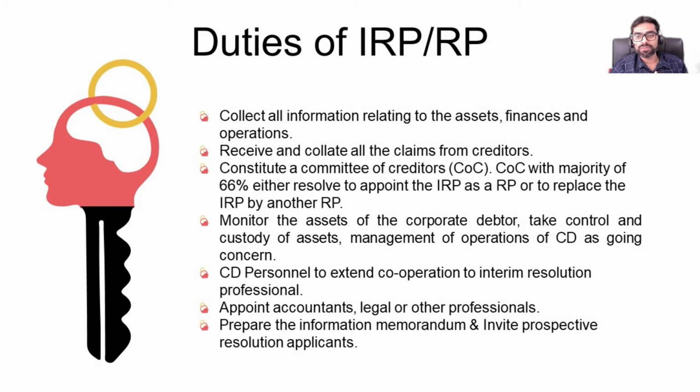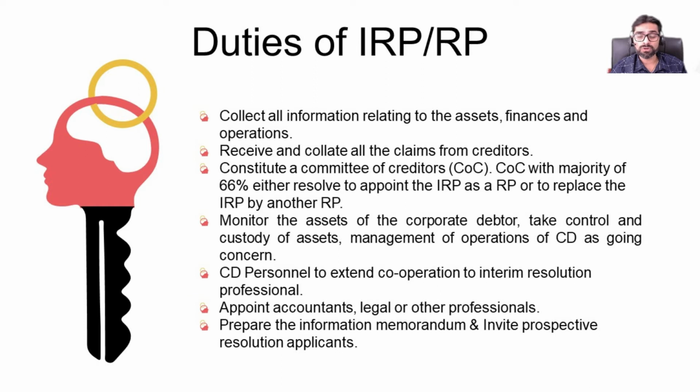Then there are some duties which have been assigned to the IRP or RP. He is responsible for all the assets, finances, and operations of the corporate debtor. Since the board of directors is suspended, he would have to run the organization as a going concern, and he would have to collate all the claims of the creditors. He would have to constitute the committee of creditors, and this committee, once constituted, will confirm his appointment as an RP. He is responsible to monitor the corporate debtor and run it as a going concern, and all the personnel, staff, officers and managers will extend their cooperation to the IRP.